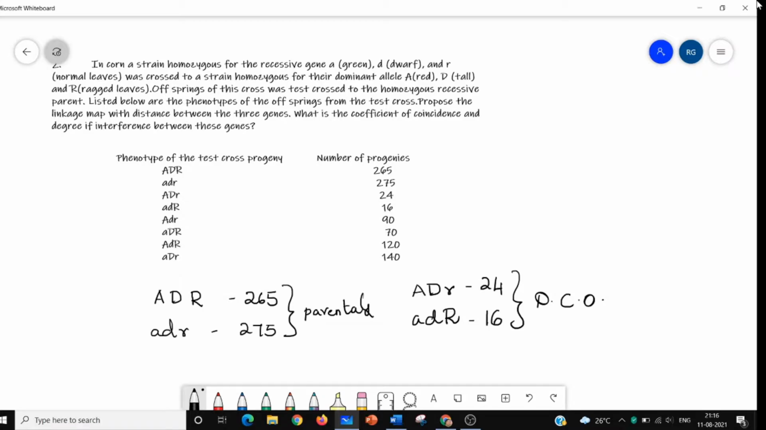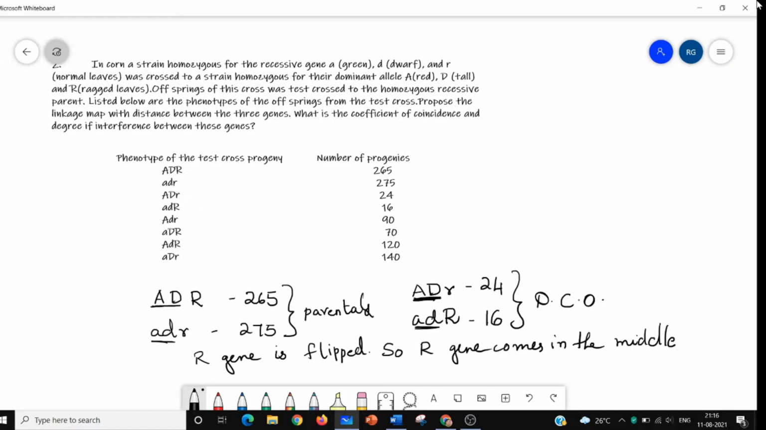While comparing, we see that the A, D genes are the same in the double crossovers. Small a, small d genes are also the same in the double crossovers. And now we have found that the R gene is flipped. So the R gene comes in the middle.